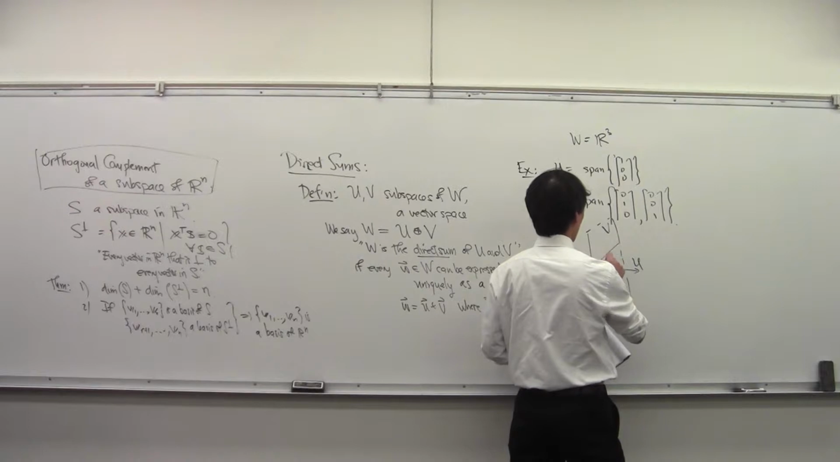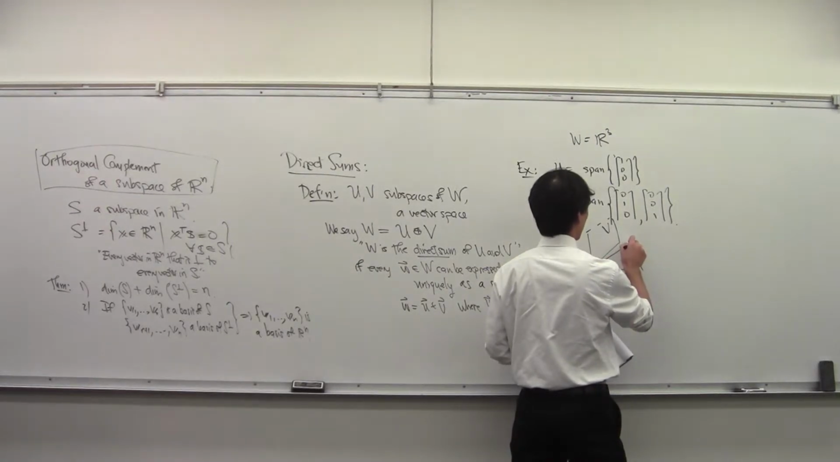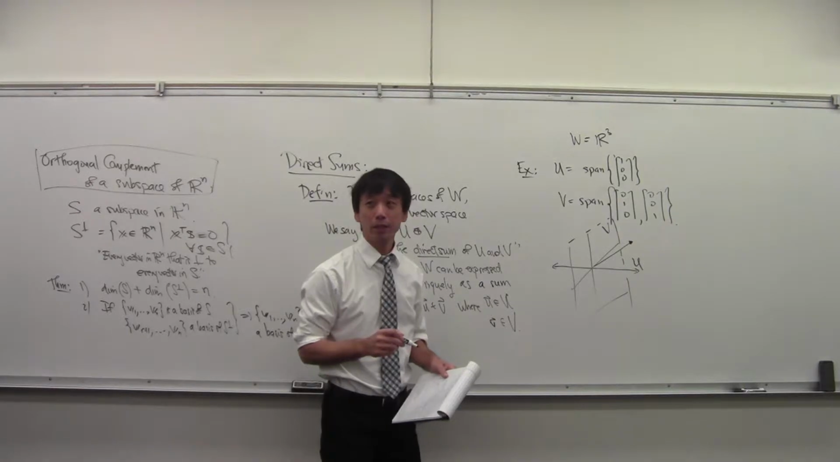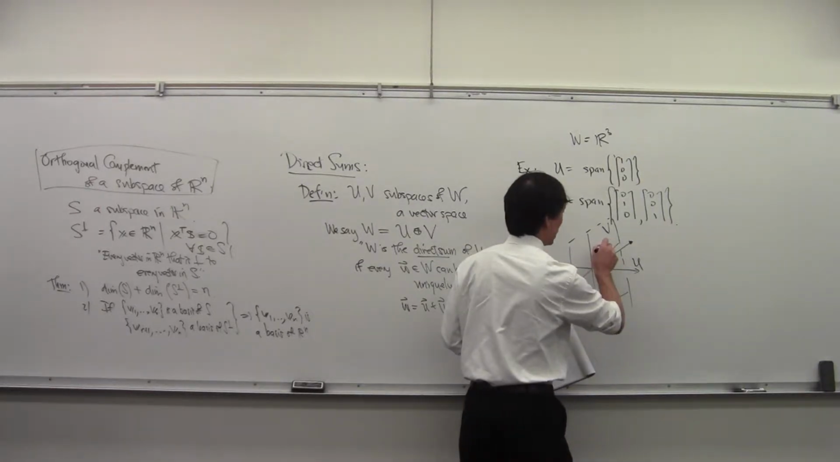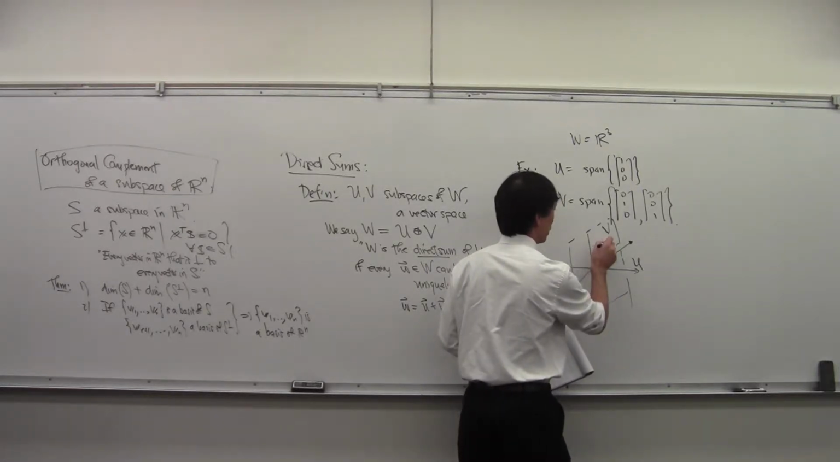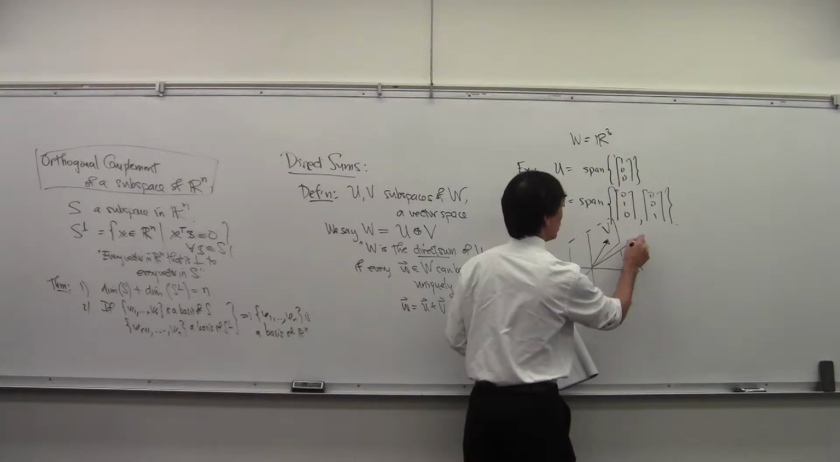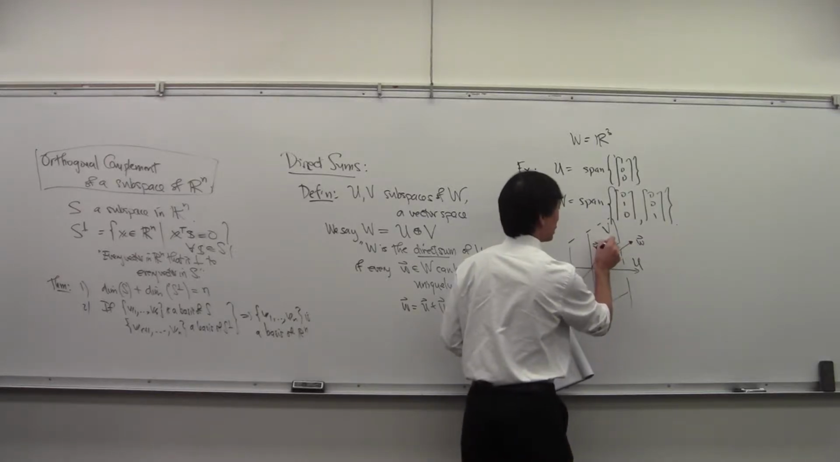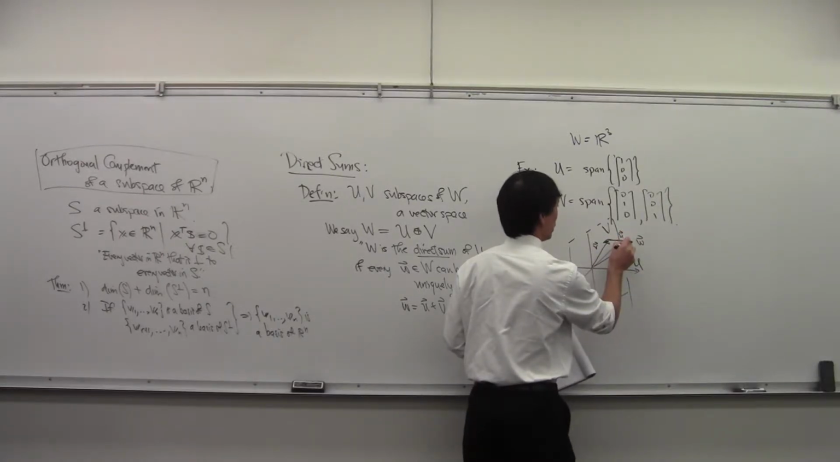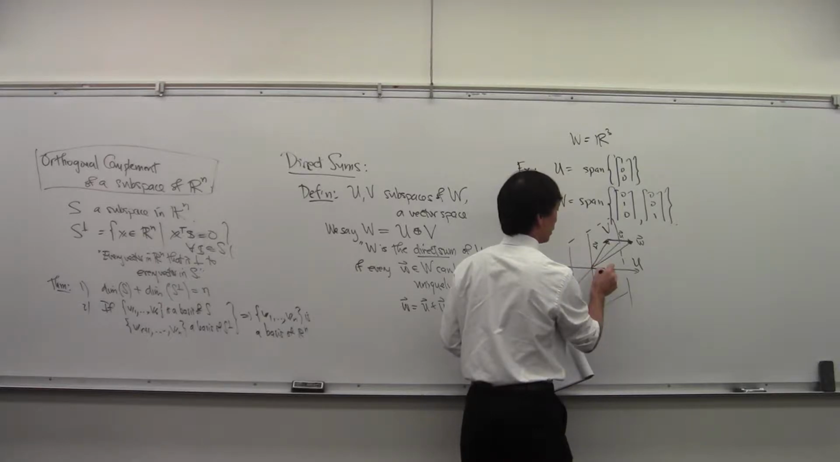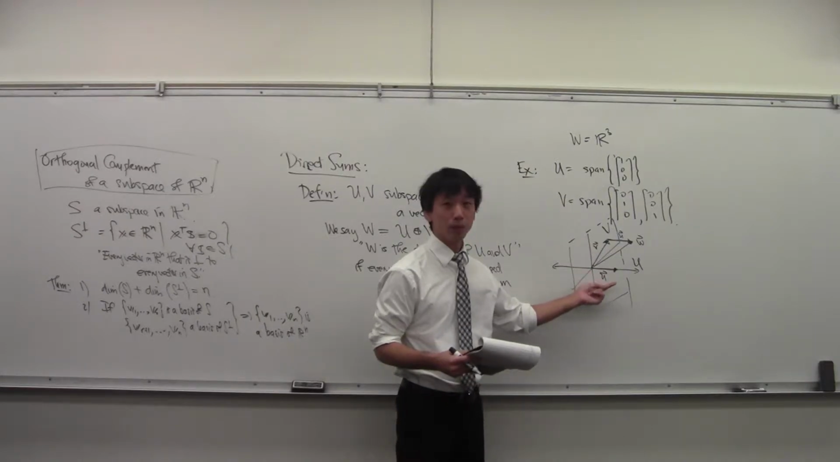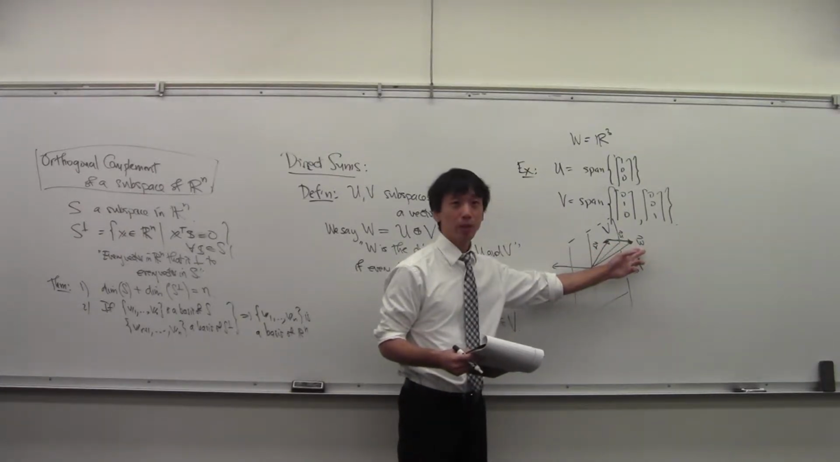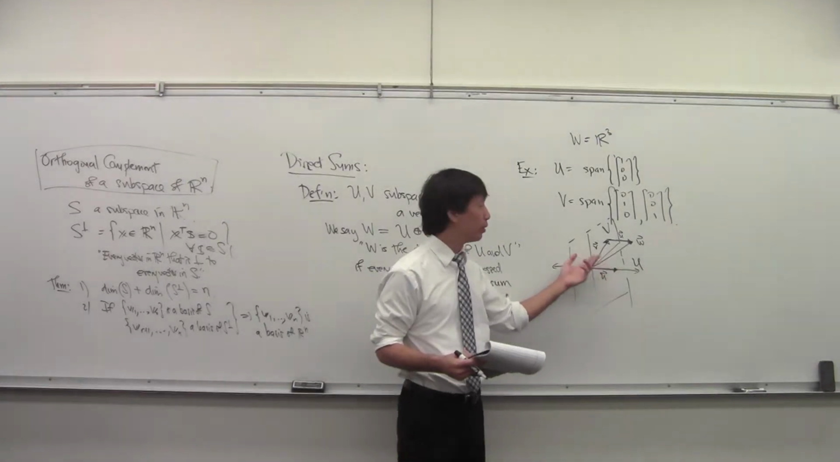Anybody in R3 can be expressed as somebody in U plus somebody in V. So this is our w vector. There's going to be a vector in V, and there's going to be a vector in U, this one, which we can draw over here. They add up to w, and there's no other way to do this. There's no other way to break this up.